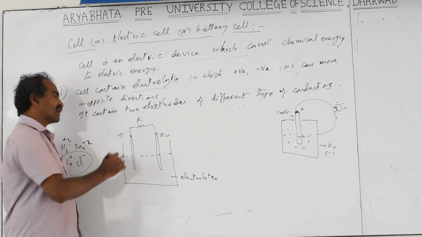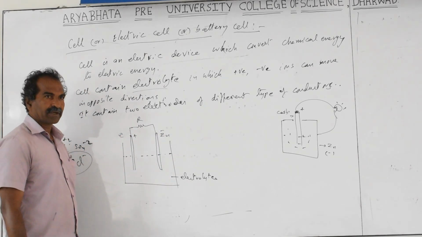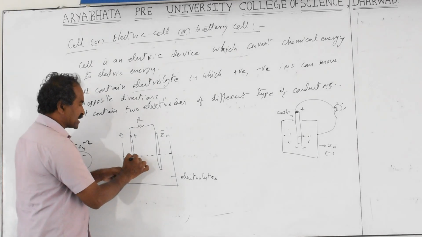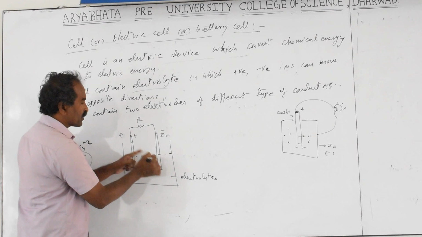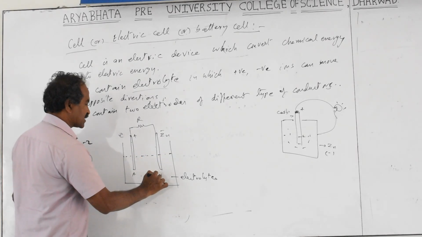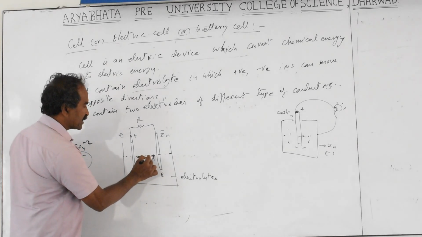Then carbon becomes more positive, zinc becomes more negative. Positive and negative. So with respect to this electrolyte, this will be at higher potential than the electrolyte, and this will be at lower potential than the electrolyte. This I will take as A, this I will take as B. This point is C, this point is A. Just to understand the point in the electrolyte.